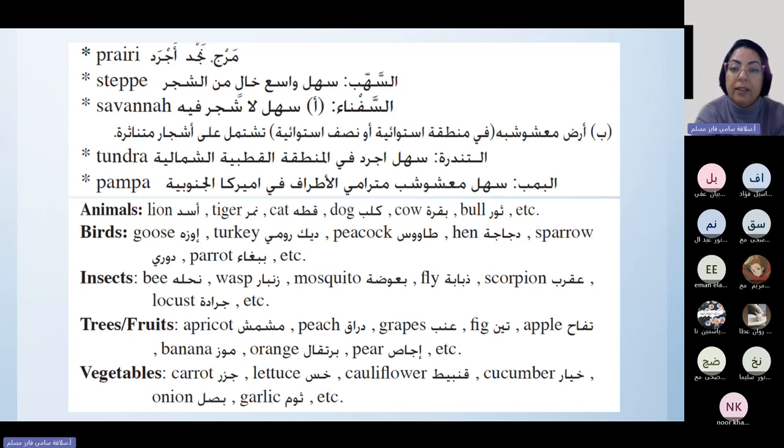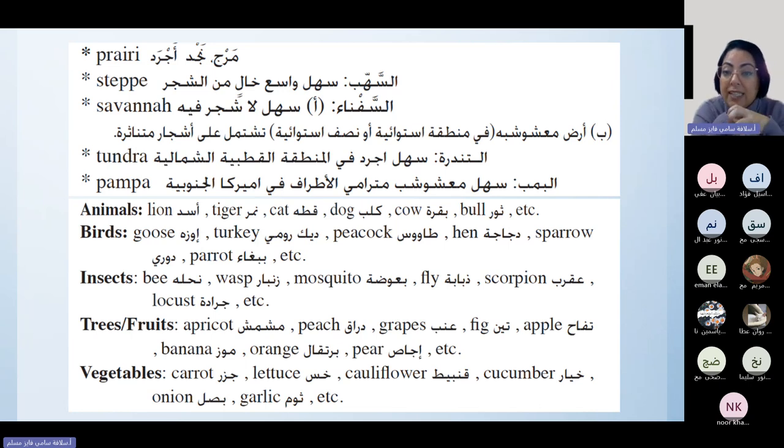Okay, steppe, Eman. سهل واسع خالٍ من الشجر. Okay, what did they do here? They gave a definition. Yes, exactly. They gave us a definition because it's not an old word in Arabic, so that we know about it.